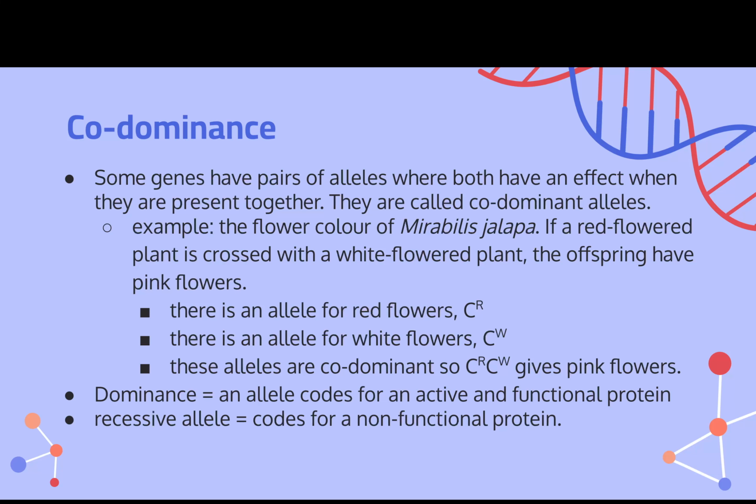An example for this is the flower color of Mirabilis jalapa, which is the scientific name. But in this plant, if a red flowered plant is crossed with a white flowered plant, the offspring that they have will have pink flowers because the red and white alleles are codominant.